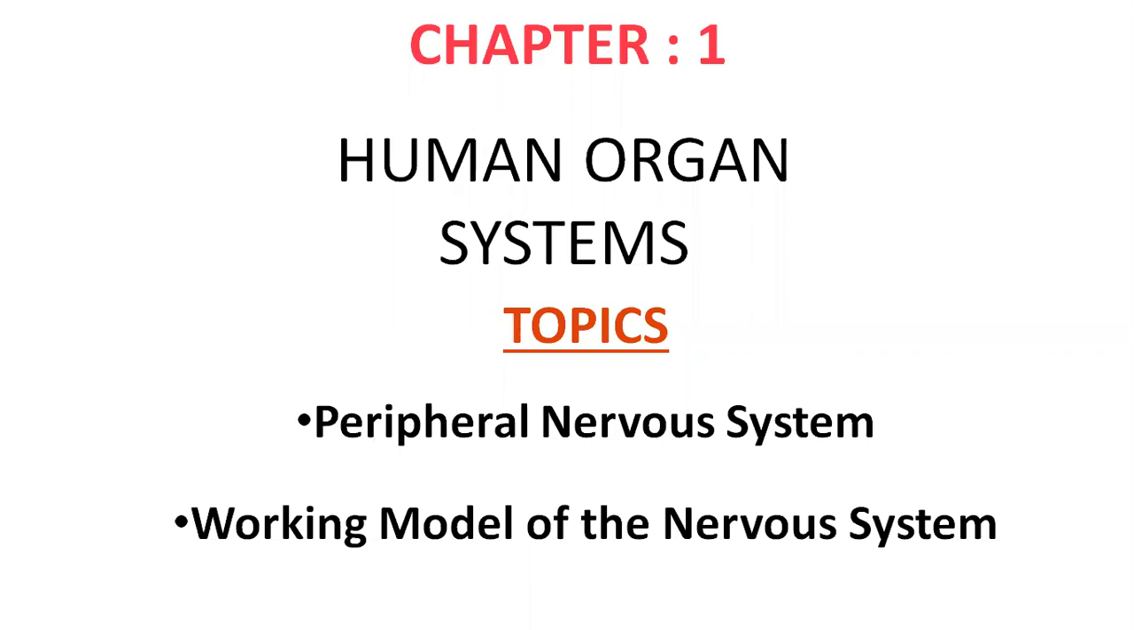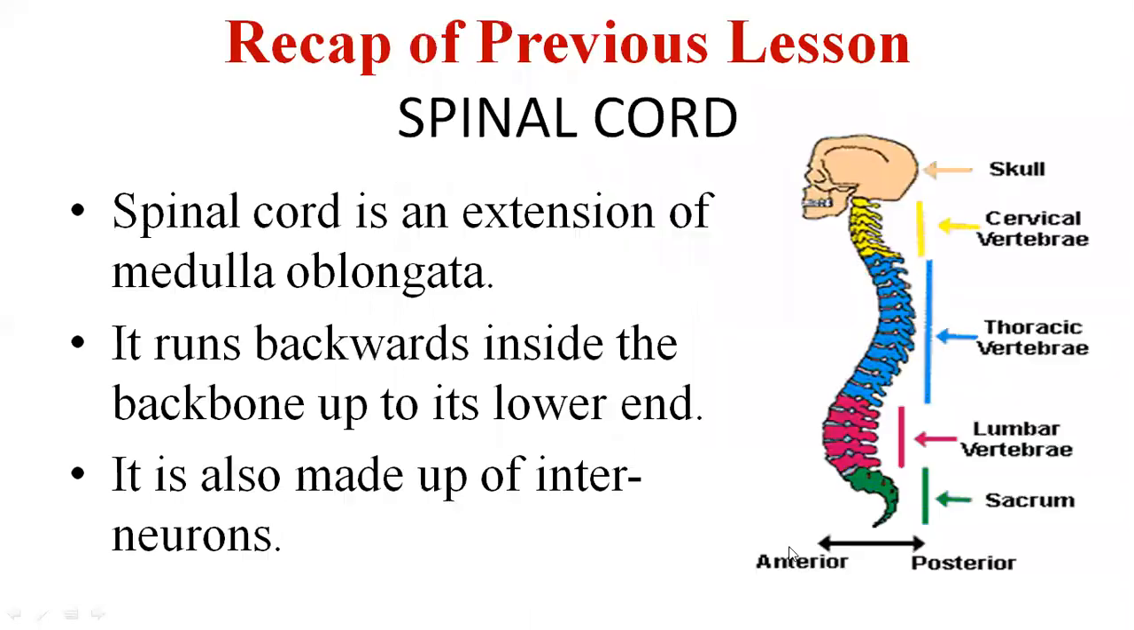We are going to start topic number 5 from chapter number 1, that is human organ system. And in today's lesson, we are going to focus on two topics. One will be peripheral nervous system, and the second one will be working model of the nervous system.